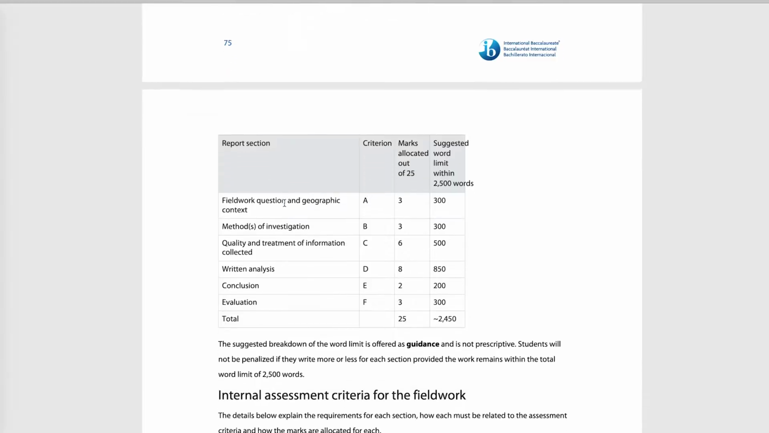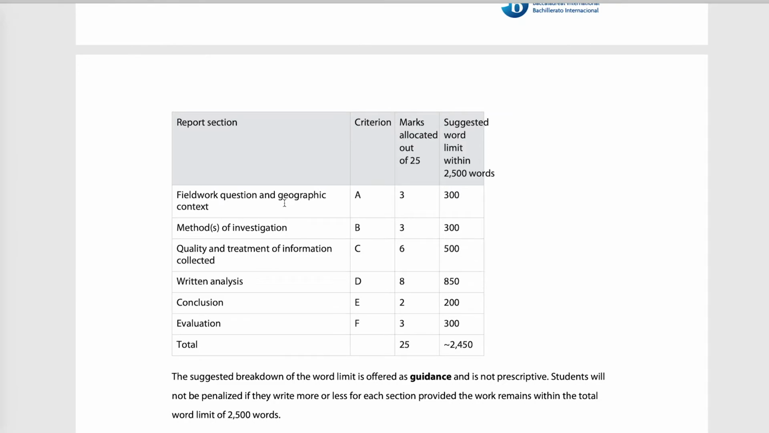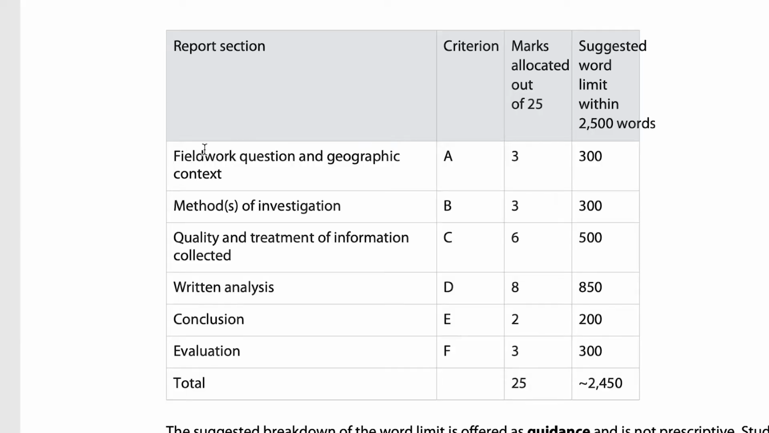So now if we keep going, we can see the different criteria. First of all, read through them quickly, and I just want to point out how much of this isn't actually based on your geography knowledge. Yes, a good chunk is, but just look at this. Fieldwork question and geographic context. Okay, clearly that is about geography knowledge. Methods of investigation. All this is just saying what method did you choose? Was it systematic sampling? Was it random sampling? What was it? And yes, you have to justify it. So 3 marks, bang, nothing to do with geography.